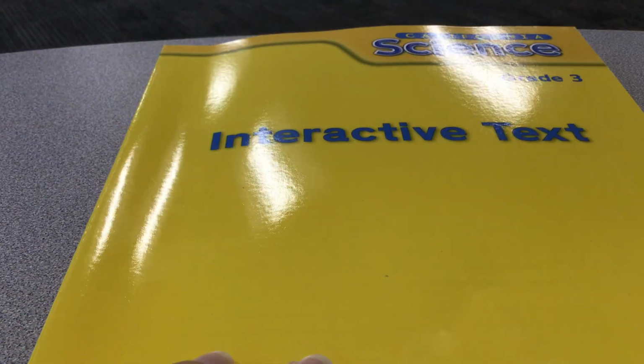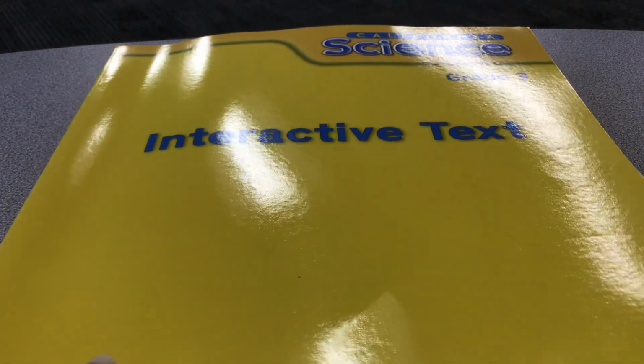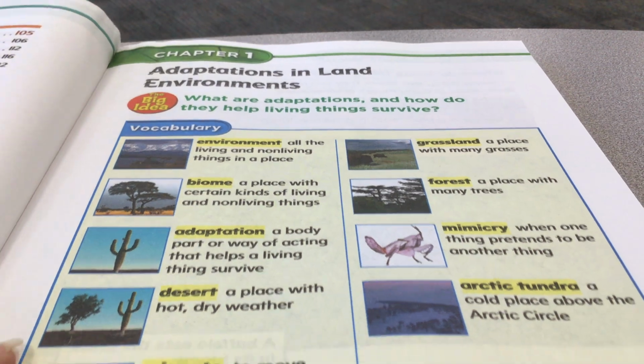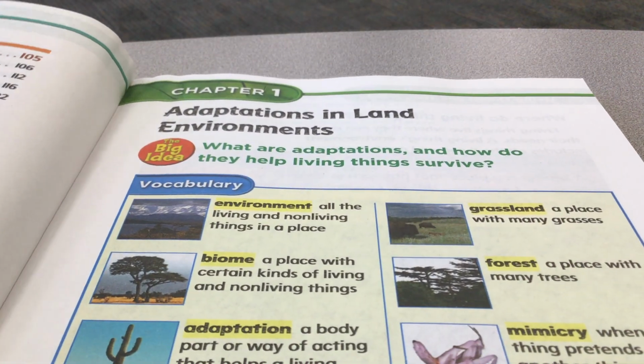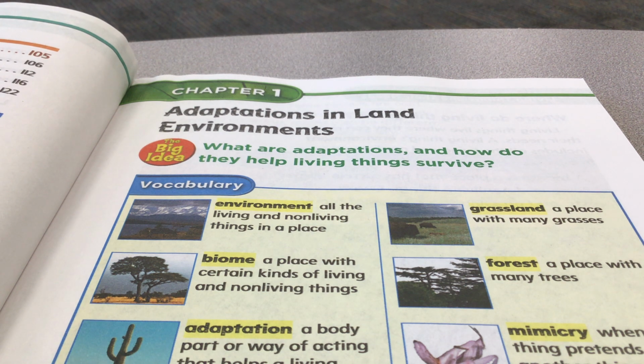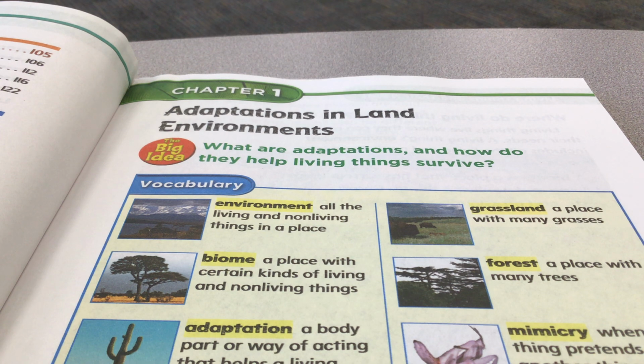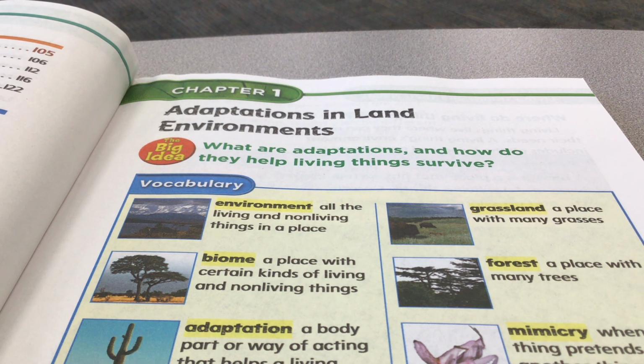Right, boys and girls, we are in our science, 3rd grade, interactive text. We are on page 1. Our question this week for this chapter: what are adaptations and how do they help living things survive? Our vocabulary, these are words that will help us learn. I want you to read these highlighted words, read the definition, and then maybe try to quiz yourself on the words. And we'll do some fun things with that in class together.